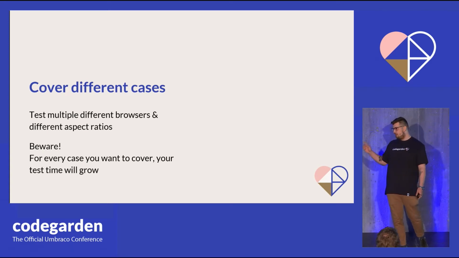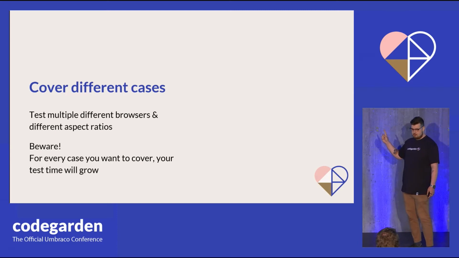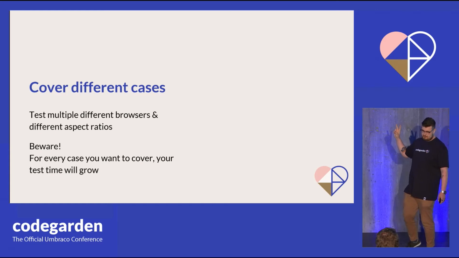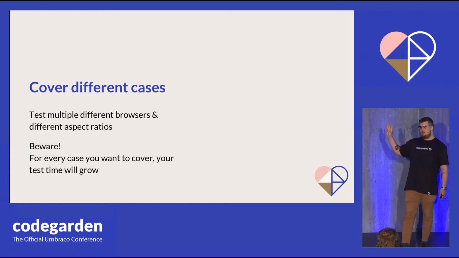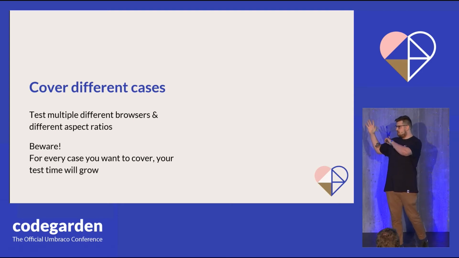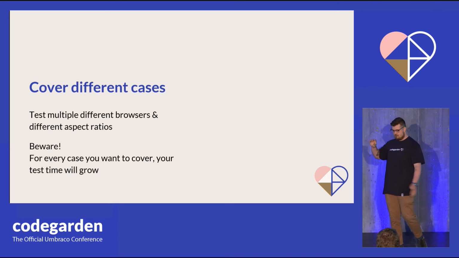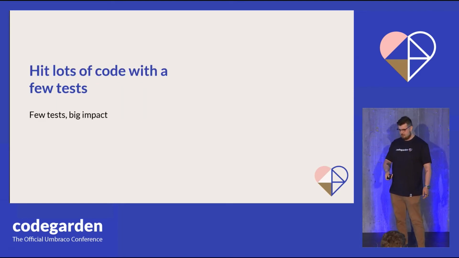So let's say I have all my acceptance tests, I test my laptop resolution. But now I want to test a phone resolution. So now I've doubled all my tests because I'm running it on both. Now I want to test it on my tablet. Now I think, okay, let's do different browsers as well. So let's do Chrome. Oh, that's 6. Let's do Edge. That's 9. So it really grows really fast. So just beware when testing different cases.